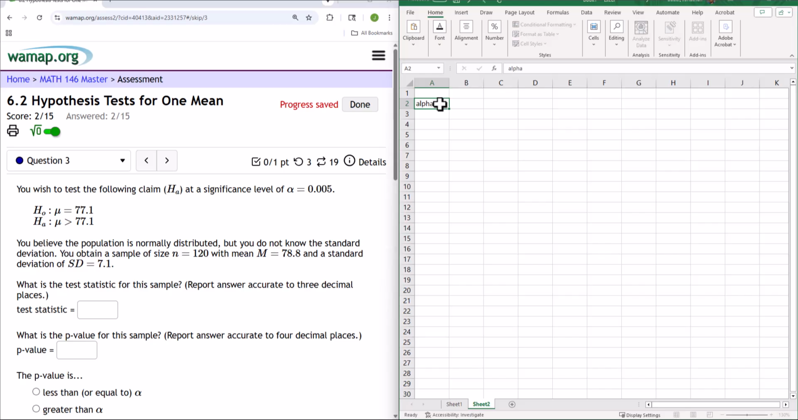Okay, so a couple things so far. Alpha, 0.005, and then mu, which I sort of forgot to write down last time. Kind of an important player here. And then we're given our null and alternate hypothesis here. So the important thing to gather, we are dealing with a right-tailed test.